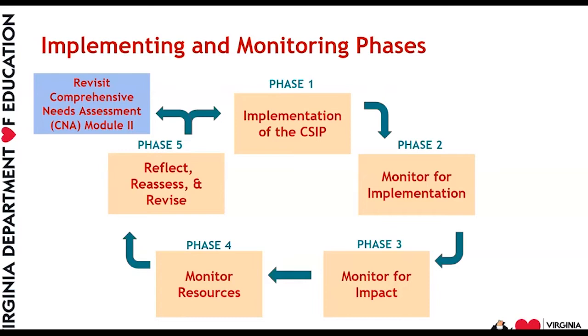So that's a little component that we wanted to include to highlight when you are reflecting and reassessing, you're using your current data, but also going to that CNA, revisit the CNA. Maybe you need to update that. And then you'll have a fresh set of data as you go back and implement and make adjustments. So just keeping all of those components in mind, that CNA is not a one and done, just like the CSIP is not a one and done, right? Constantly reviewing and reevaluating based on the current needs and data that we have.